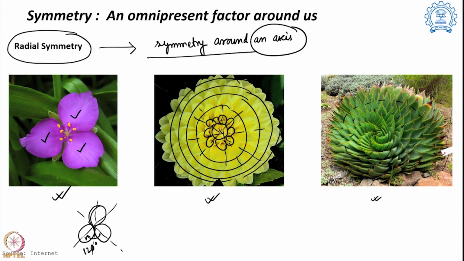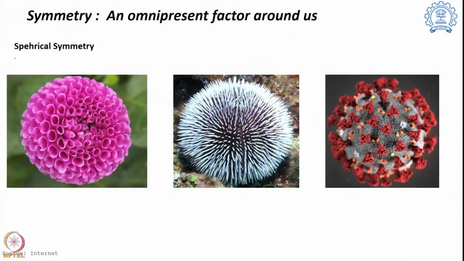So, other than bilateral symmetry where we see the symmetry around a plane, in radial symmetry it is around an axis. So, that is the main difference, and both of them are the major components of bringing symmetry around in the world. So, let us go to the last one, the spherical symmetry.